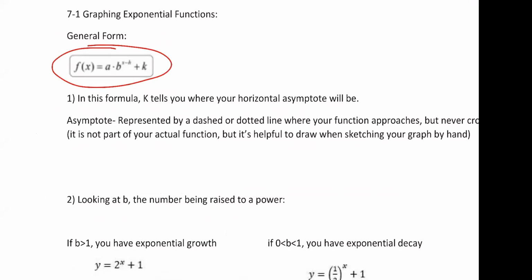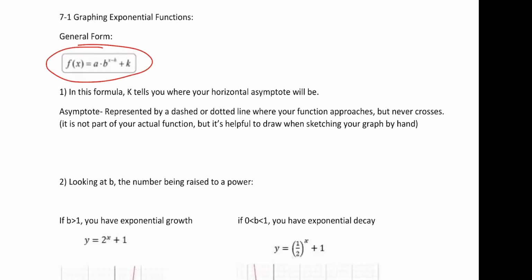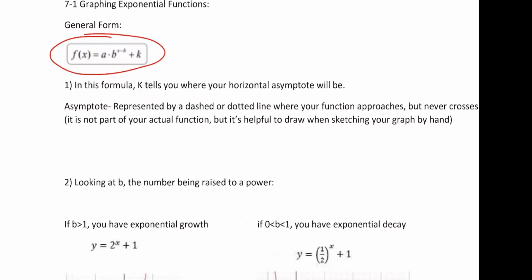There's really 3 parts in this formula that we're focused on: the A, the B, and the K. The X and the H, not so much when we're graphing. So one thing in this formula, your K tells you where your horizontal asymptote will be.